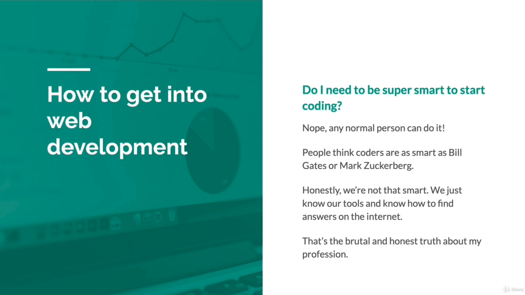Do I need to be super smart to start coding? Honestly, no. Any normal person can do it, and that's what makes it so appealing to everybody. People think coders are as smart as Bill Gates or Mark Zuckerberg, and honestly, that's just not true. We're not that smart. We just know how to use our tools really, really well, and we know how to find answers on the internet. So all we do is hop on Google when we get stuck and look for something. And someone else has probably run into a similar problem and found a solution and posted it on the internet. So we can leverage other people's experience there.